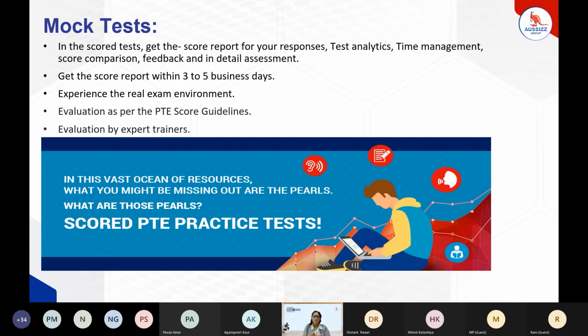At least 3 to 5 mock tests must be given before your PTE attempt, so that at least you can get to know exactly what score you're gaining in the mock test and what possibility there is of an increase or decrease in the scores in the exams.